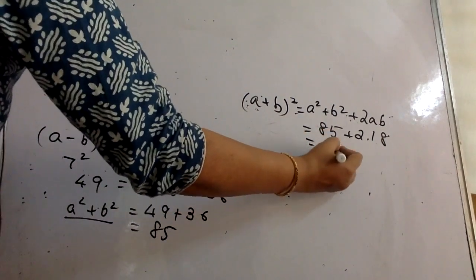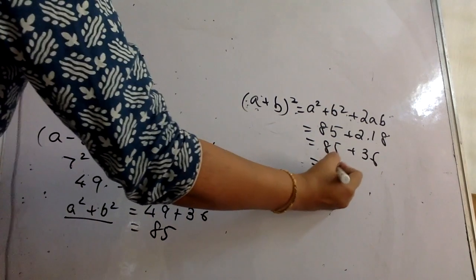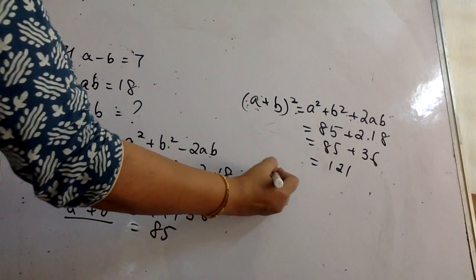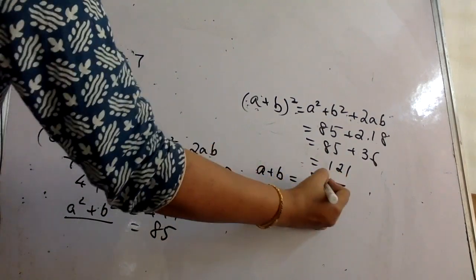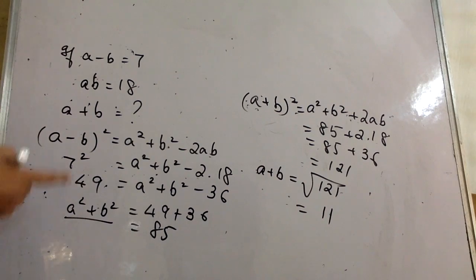Okay, that is 85 plus 36, that is 121. You can do it on rough. If 85 plus 36 is 121, a plus b is the square root of 121, which is 11. So we know the value of a plus b now. So we worked on this.